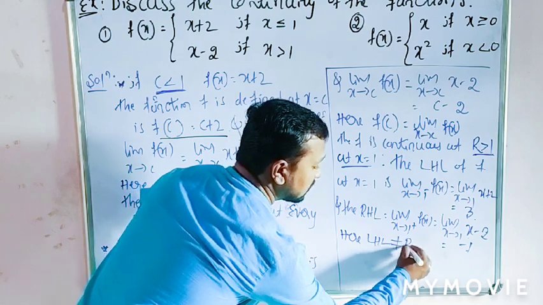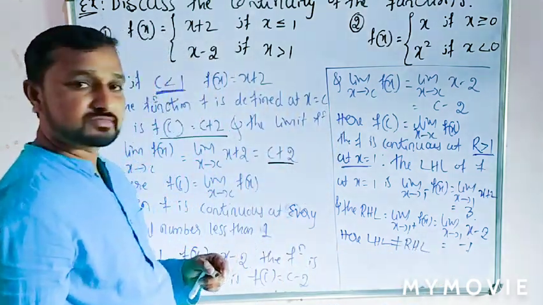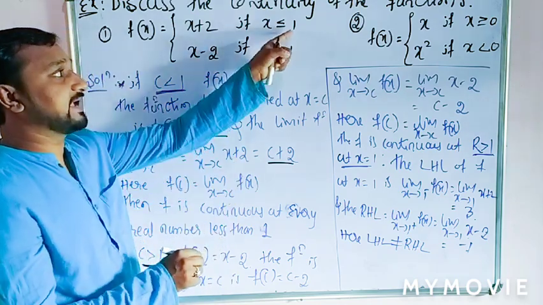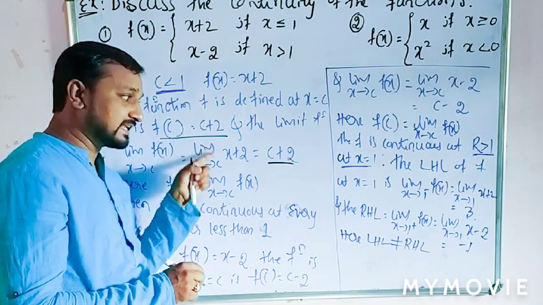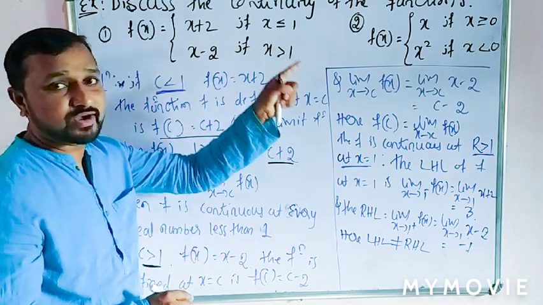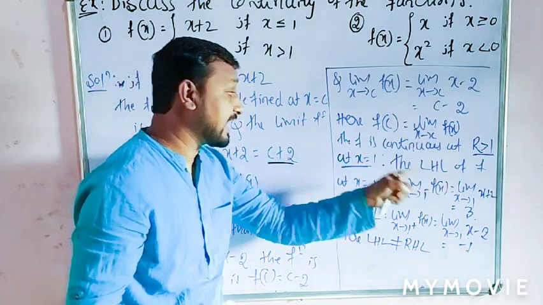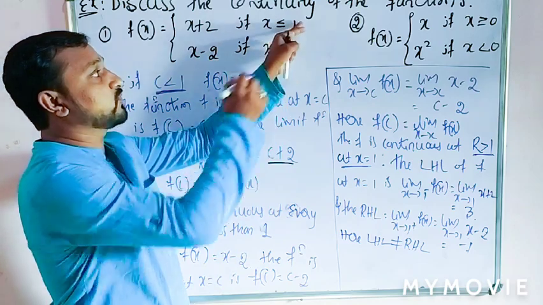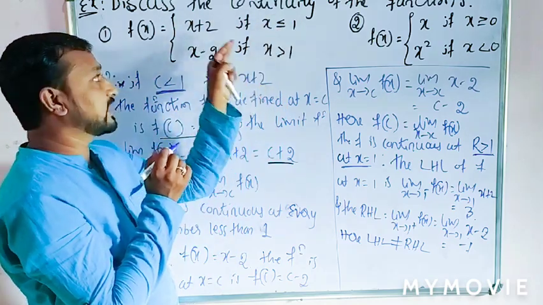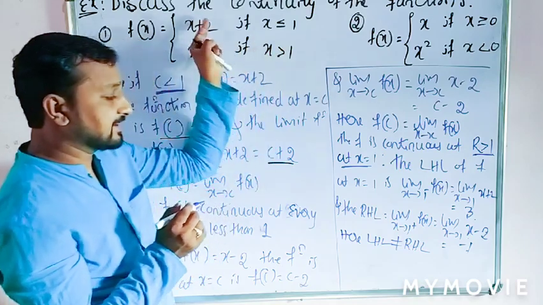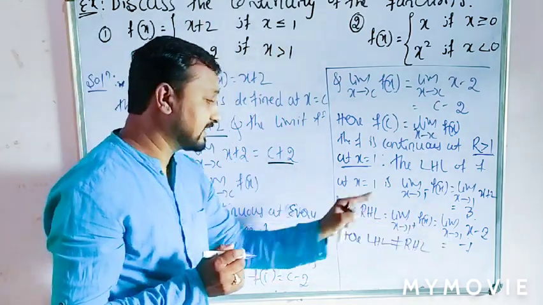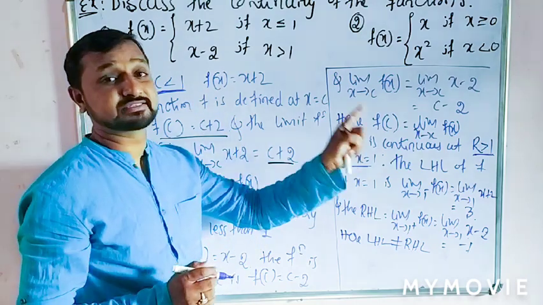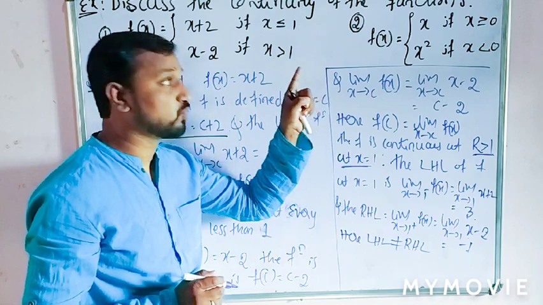Here LHL is not equal to RHL. Clear that? Students, observe that very carefully. For x less than 1 the function is continuous at every real number, and for x greater than 1 the function is continuous at every real number, and we check at x equal to 1. So at x equal to 1, we check LHL and RHL. The LHL of the function is 3 and the RHL of the function is minus 1. Here LHL is not equal to RHL. Thus the function is discontinuous at the only point x equal to 1.